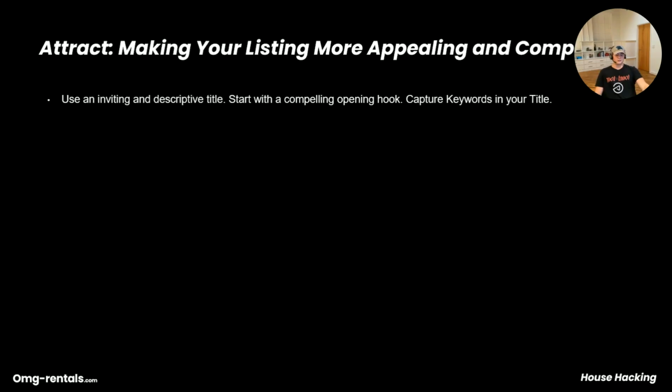You want to start with a compelling opening hook and make sure you're capturing those keywords in your title. Like we talked about, whatever your target audience is, you want to include that target audience as well as the event that they're hosting in your title if you can, as well as location. Those are going to be your three power plays, if you will, of making your listing go over the top. So maybe you have Atlanta photo shoot or Atlanta engagement slash proposal.